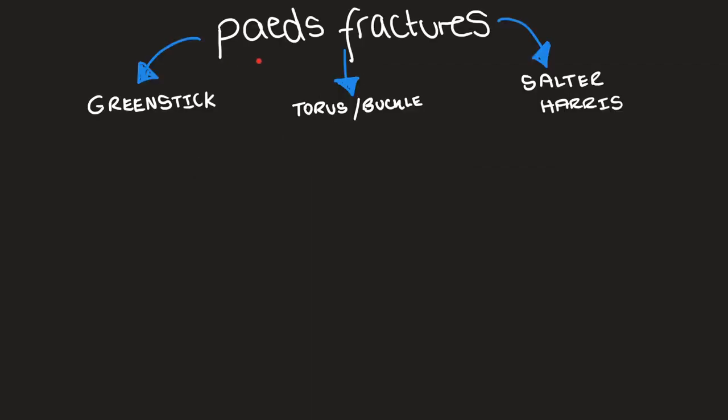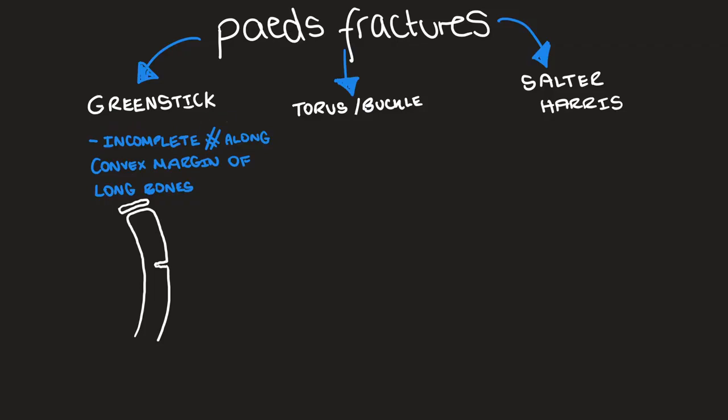quite different. Specific to the paediatric population, there are three main types of fracture patterns. The first one is greenstick fractures. Secondly, you've got torus or buccal fractures. And then thirdly, you've got Salter-Harris fractures. So we'll go through each of these in detail now.